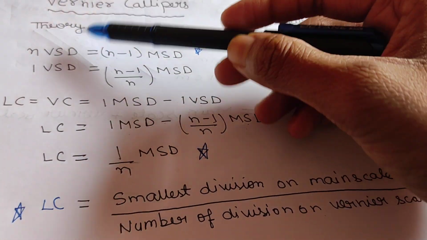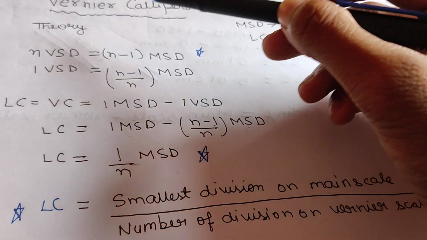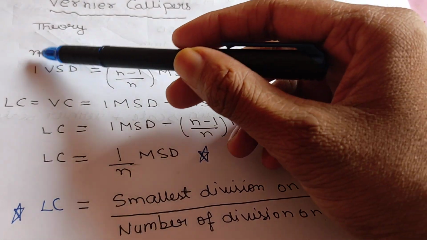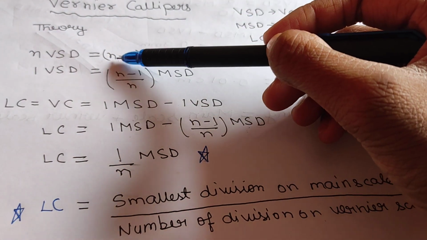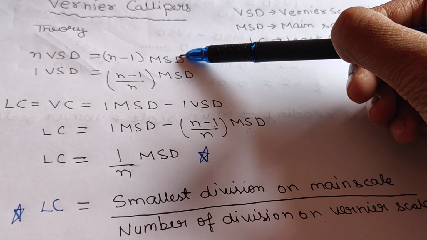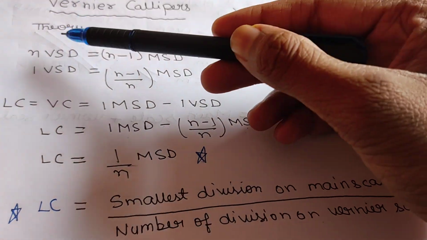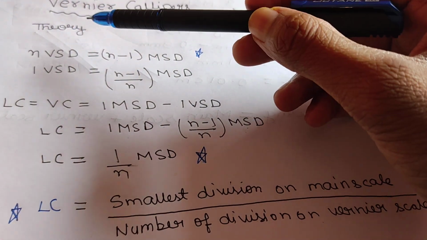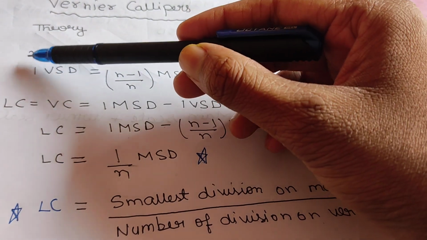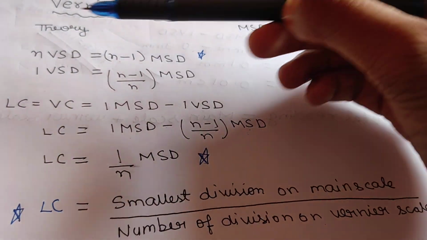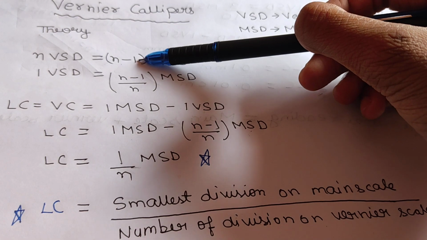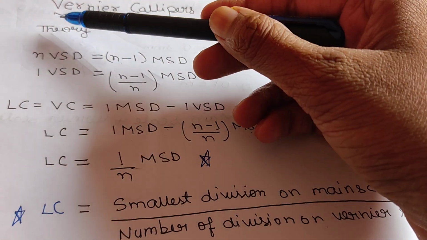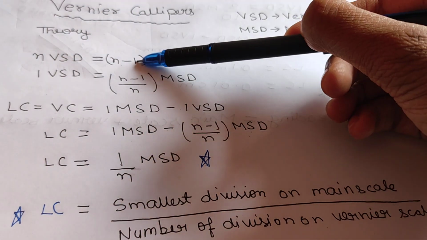So let's go to the theory. If there are n VSD, there will be n minus 1 MSD, meaning one less. For example, if there are 10 VSD, there are 9 MSD. If there are 100 VSD, there are 99 MSD. If there are 90 VSD, there will be 89 MSD.